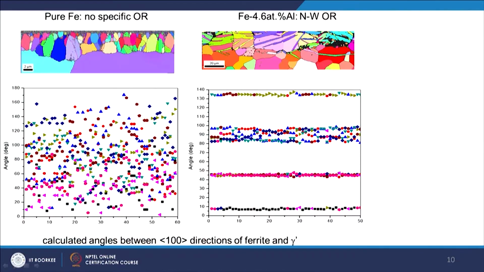Now, when you see that things are growing not like a layer but like plates, what is shown in this slide on top here are again the electron backscatter diffraction orientation maps.